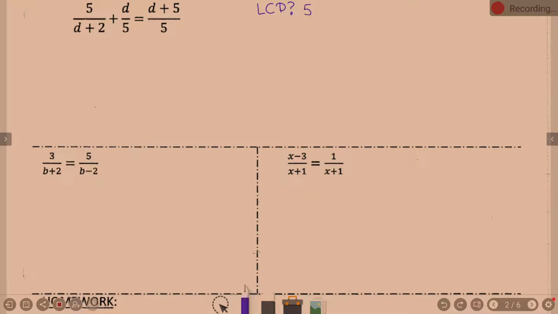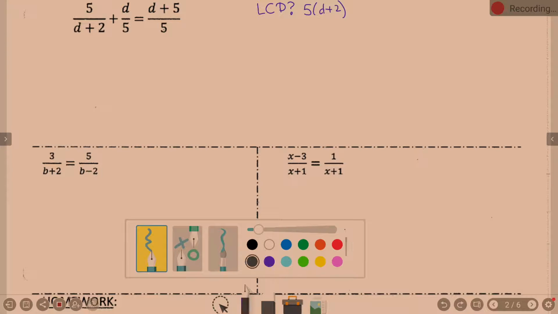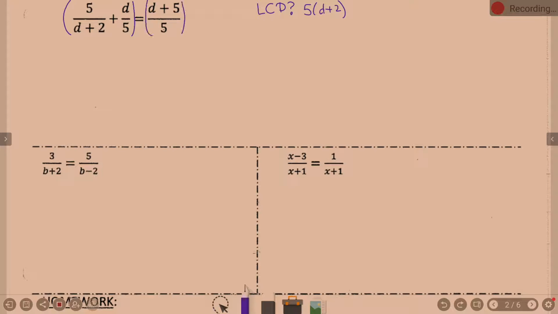So we're going to use our least common denominator as 5 times d plus 2. Okay, because we don't need to list 5 more than once, not for a least common denominator. So that means I'm going to take each part of this problem and multiply by 5 and d plus 2. So that means I'm multiplying the left and multiplying the right.